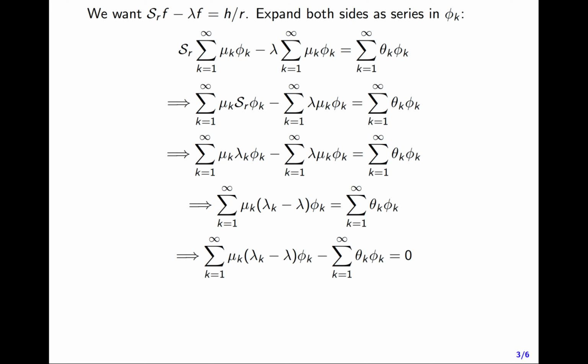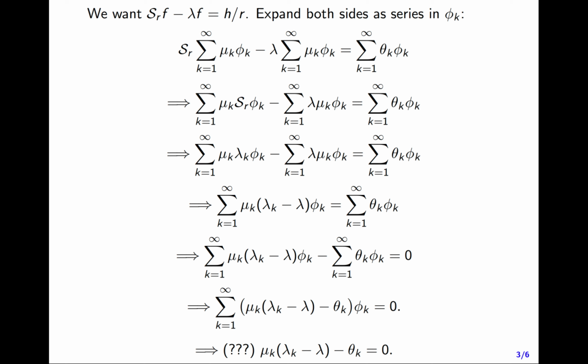I'll bring the sum on the right side over to the left. So it's now my sum from k equals 1 to infinity mu k (lambda k minus lambda) phi k minus sum k equals 1 to infinity theta k phi k equals 0. And I will combine all those sums together. Sum k equals 1 to infinity (mu k times (lambda k minus lambda) minus theta k) times phi k equals 0. Okay, a lot of sums here. The only dicey thing that I did, I think, was interchanging the infinite sum and the S_R operator. Other than that, this was all just algebra of infinite series.